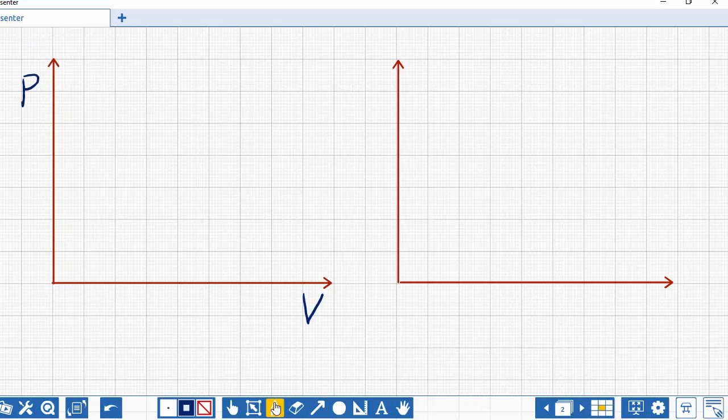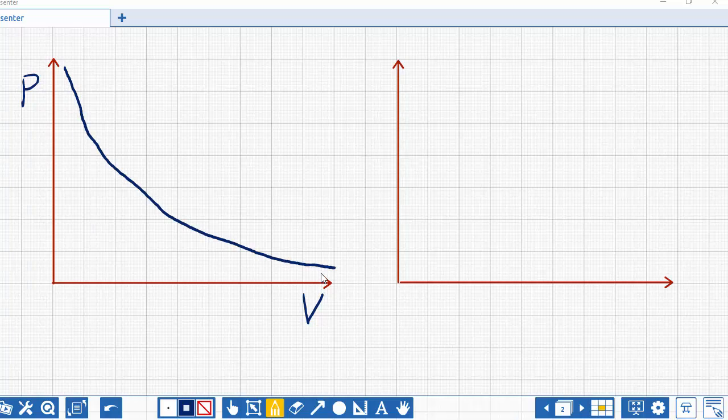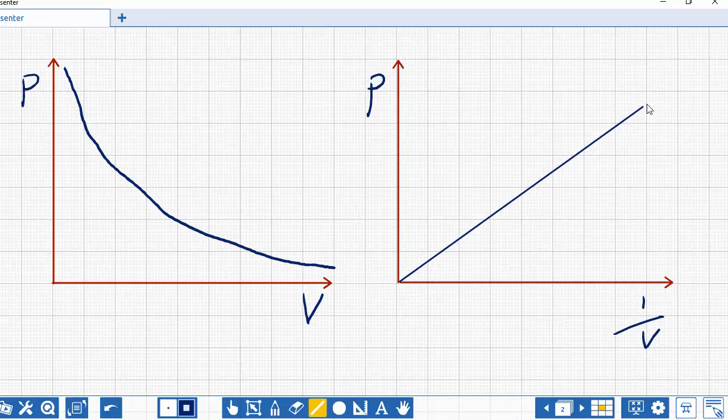So now we're going to have a look at what Boyle's law looks like graphically. If I was to plot pressure against volume, as the pressure decreases the volume will increase, and this gives us this curved shape graph. And then if I were to plot pressure against 1 over the volume, now this should be directly proportional, so I would get a straight line passing through the origin, looking something like that.